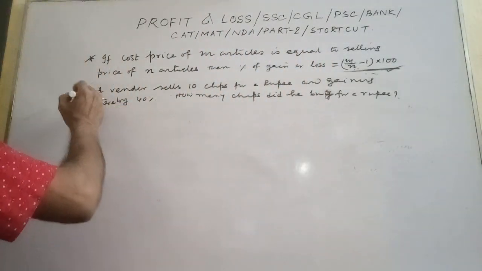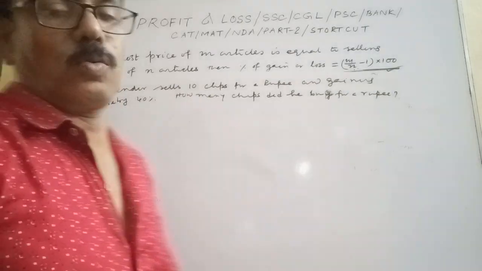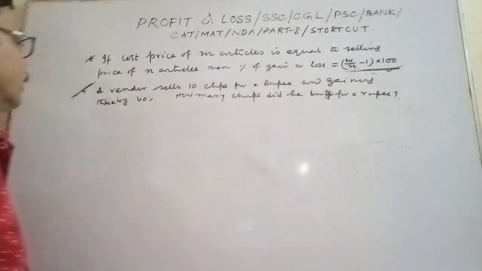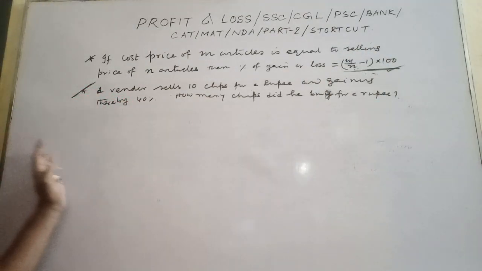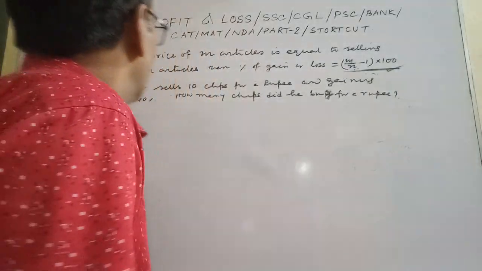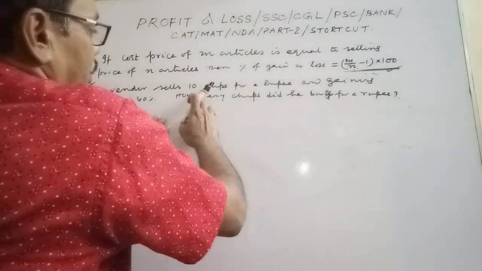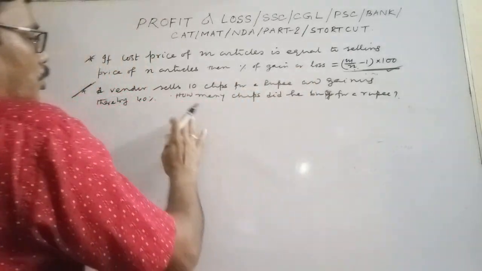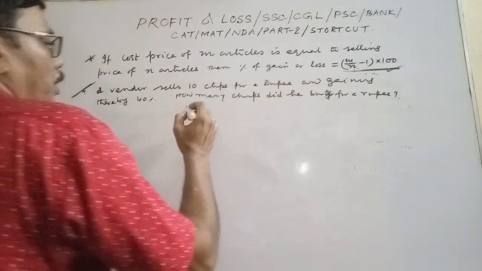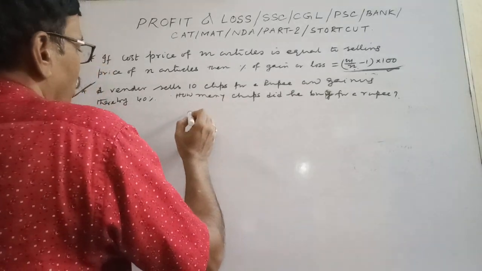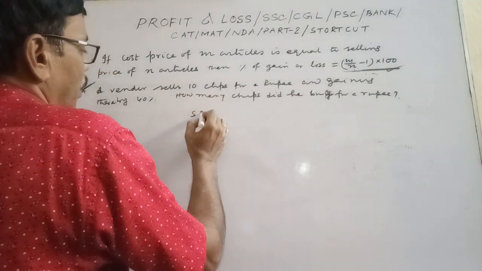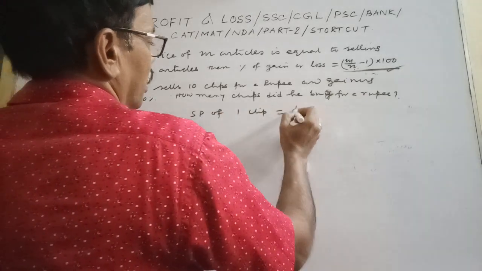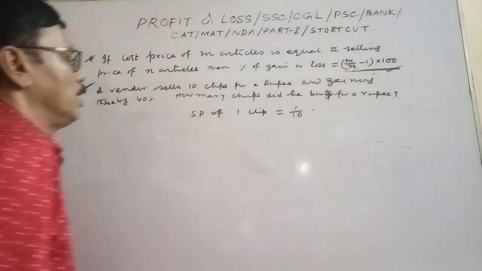Now, we consider one more problem for competitive exams. It is exactly the same as the earlier one. A vendor sells 10 clips for a rupee. So, 10 clips for a rupee. So the selling price of 1 clip equals 1 by 10 rupees.